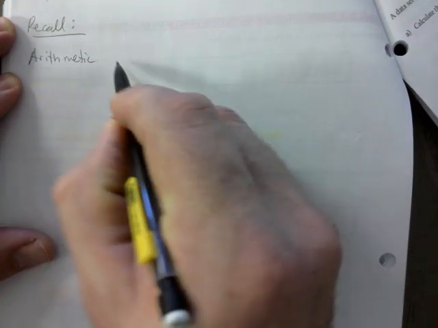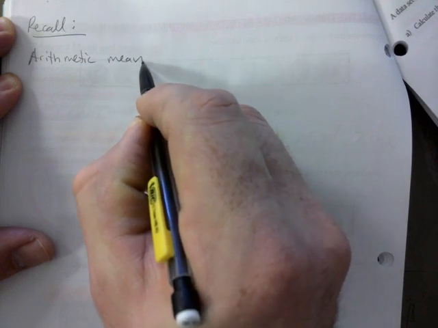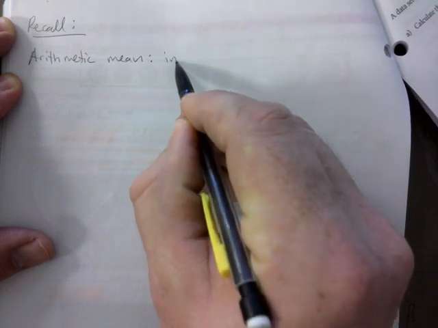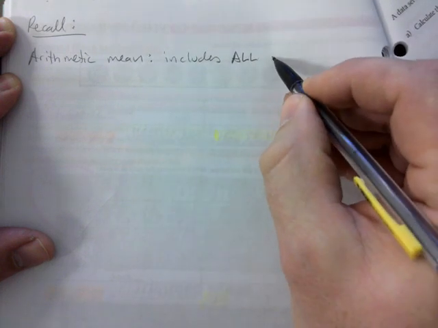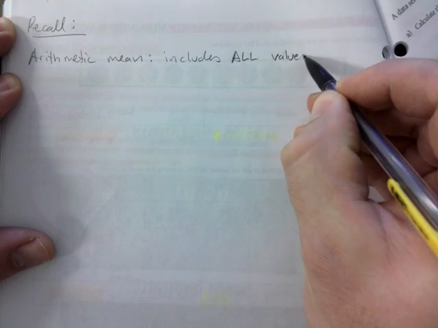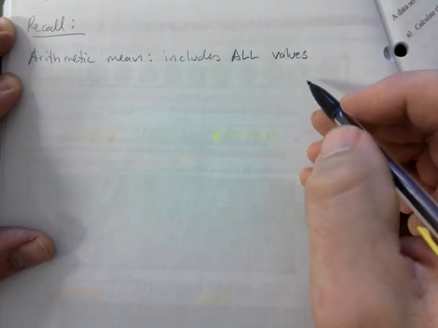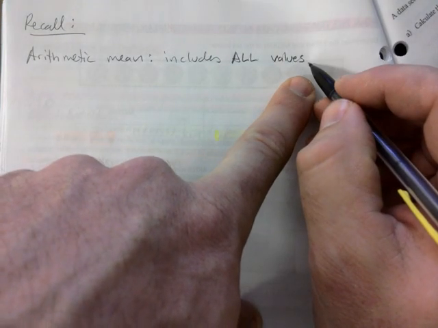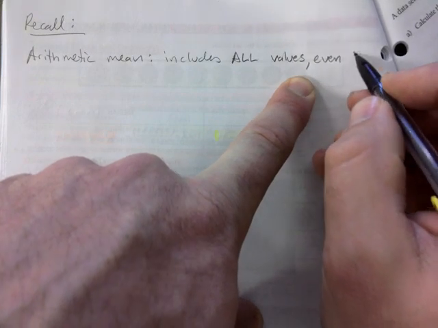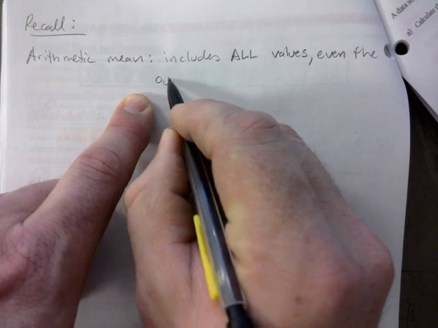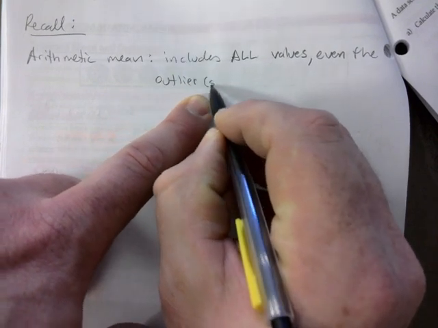So recall, when it comes to these concepts, right? The arithmetic mean includes all values. Even the outlier or outliers.